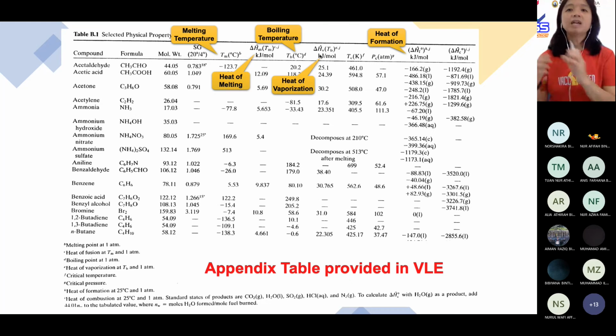Opposite pula, katakan bila kamu sejukkan bahan yang vapor tu, kamu sejukkan. Bila kamu sejukkan, heat will be released. Heat yang released tu adalah heat of condensation kan? So itu dah heat of condensation. So bila kamu panaskan, kamu bekalkan haba. Bila kamu sejukkan, kamu bebaskan haba.